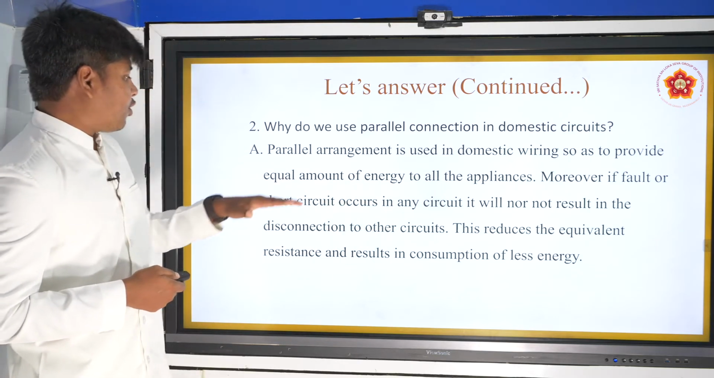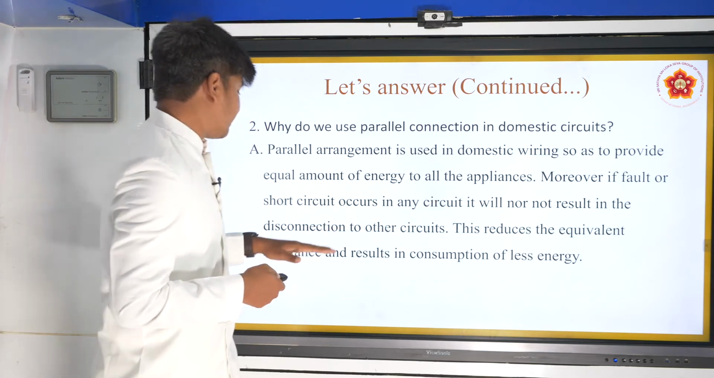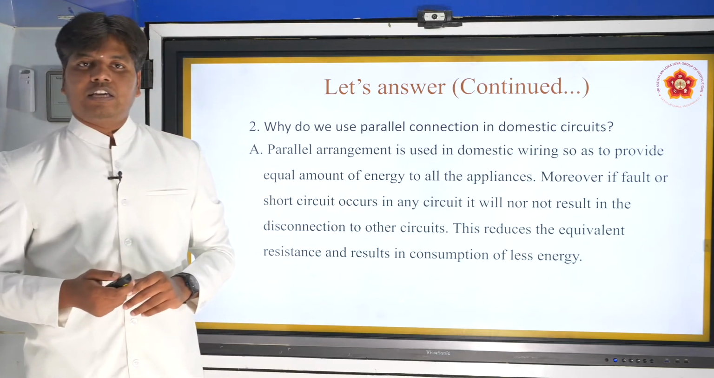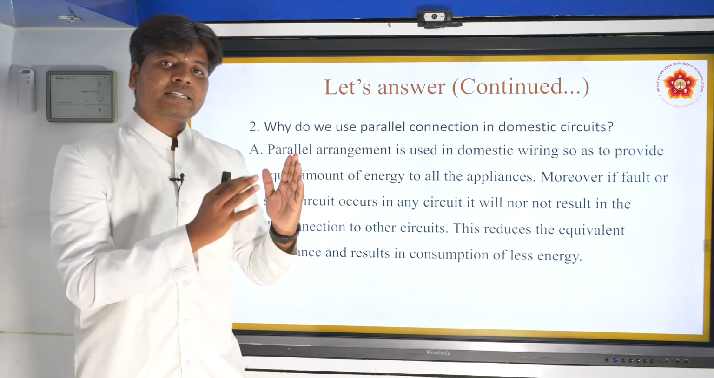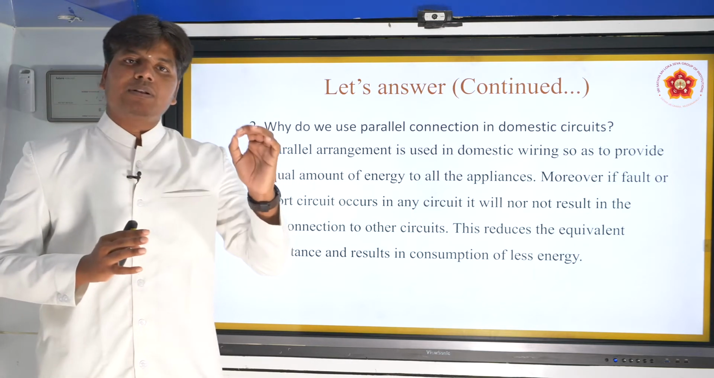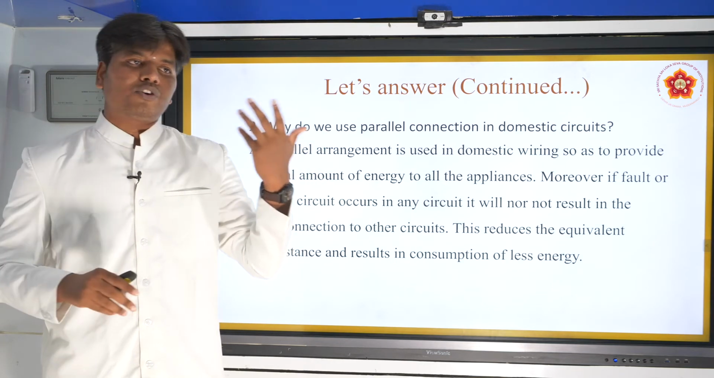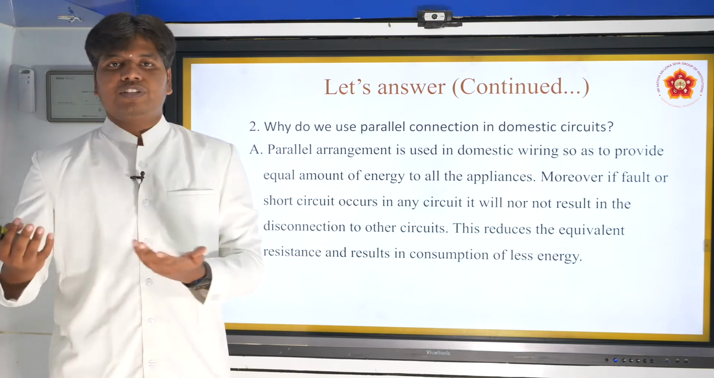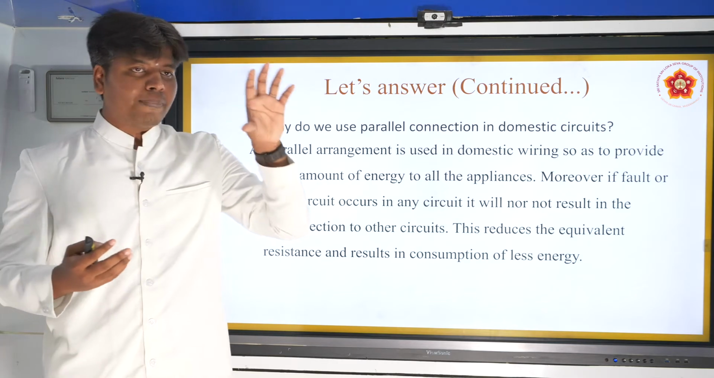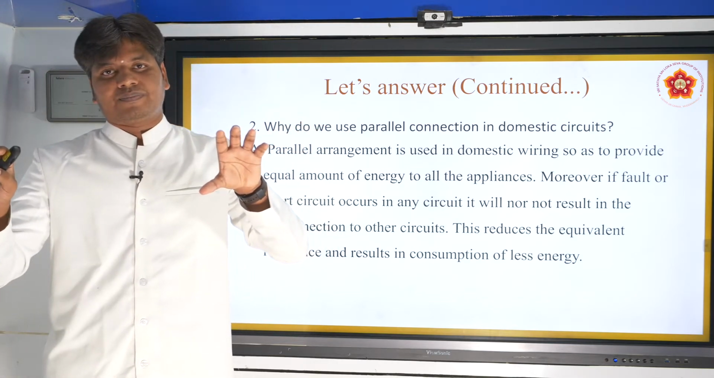Now, moreover, if a fault or short circuit occurs in any circuit, it will not result in the disconnection of other circuits. That's what we discussed. If every appliance is independent of the other, one usage will not depend on the other. If I want to switch on the fan, I can easily switch it on without switching on any other thing if I don't want that. So no appliance in our house depends on another appliance.